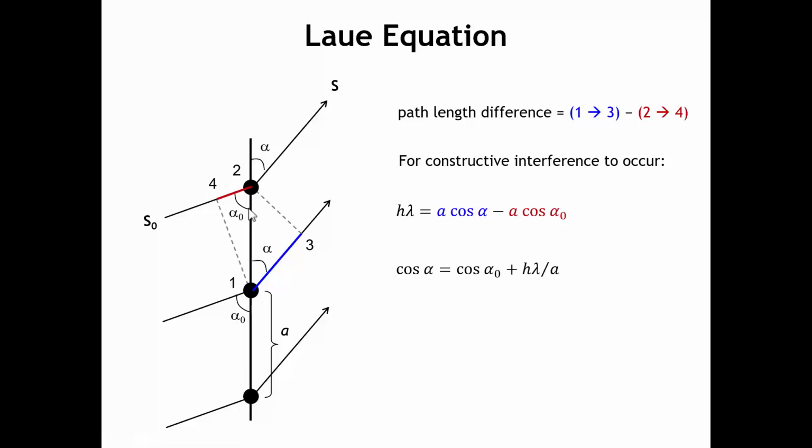If we know alpha naught, that is, we can control the angle that the incoming X-rays make with our crystal, we can solve then for what is the angle alpha that would lead to constructive interference. First, we isolate the cosine alpha term on one side of the equation, and then we take the arc cosine of this argument here, cosine of alpha naught plus h lambda over a. That is known as the Laue equation. And we can use this equation to see the angles at which constructive interference might occur when the X-rays pass through and are scattered by the atoms in our crystal.